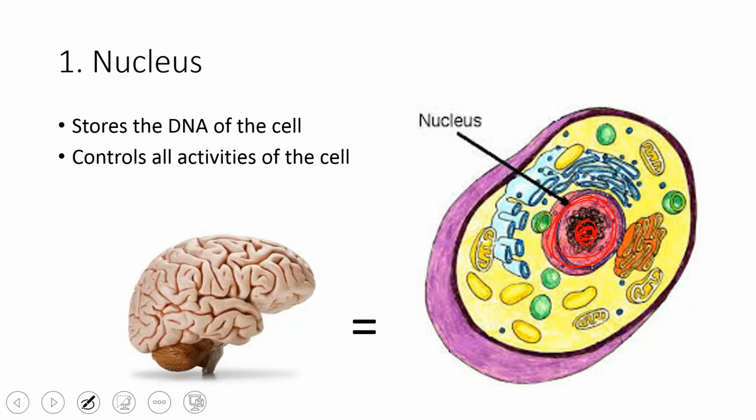Now, let's say you're a plant cell. Plants still have DNA, and that would include like what the leaves are going to look like or how tall the plant would be. That information is stored inside the nucleus. It's the center of the cell, and it controls all the activities.